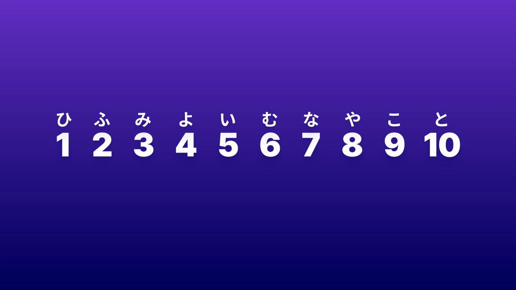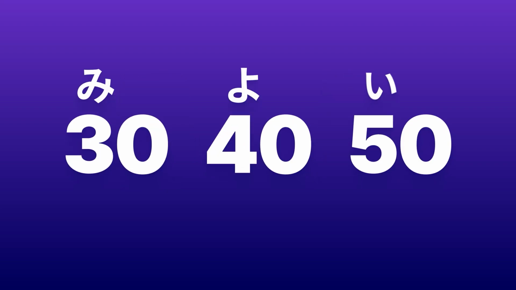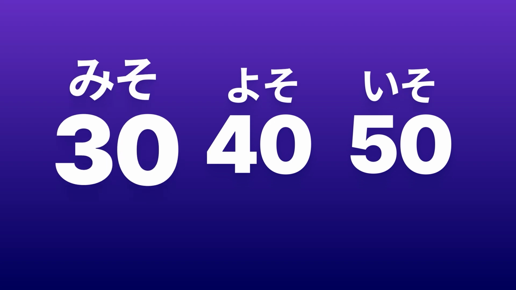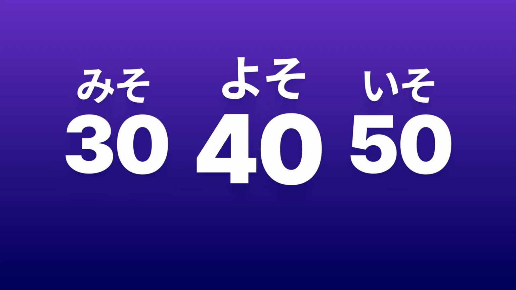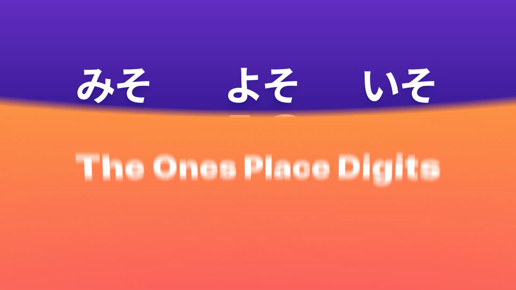For the tens, we have a relatively easy to remember rule, with the exception of the words for 10 and 20. As already mentioned, 10 is to. The other exception is 20, which is read as hata. All the others just take the readings from our counting numbers and add so. So for 30, we have miso. For 40, we have yoso. For 50, we have iso, and so on.